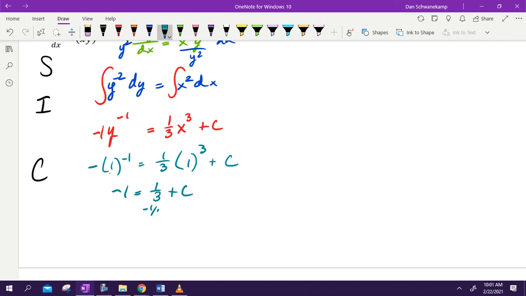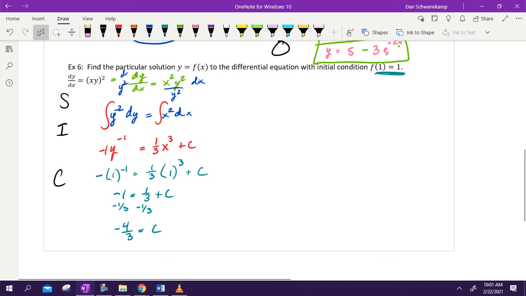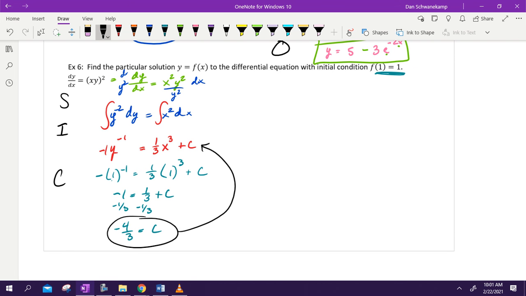Last thing I have to do is subtract 1/3. So if I subtract 1/3, negative 1 minus 1/3 is going to get me negative 4/3. I would always suggest writing them as fractions. It'll just be easier. Negative 4/3 is c. I separate, I integrate, I solve for c. Then I'm going to take this right here, plug it in right there, and solve for y. So I get this: negative y to the negative 1 equals 1/3 x cubed minus 4/3.